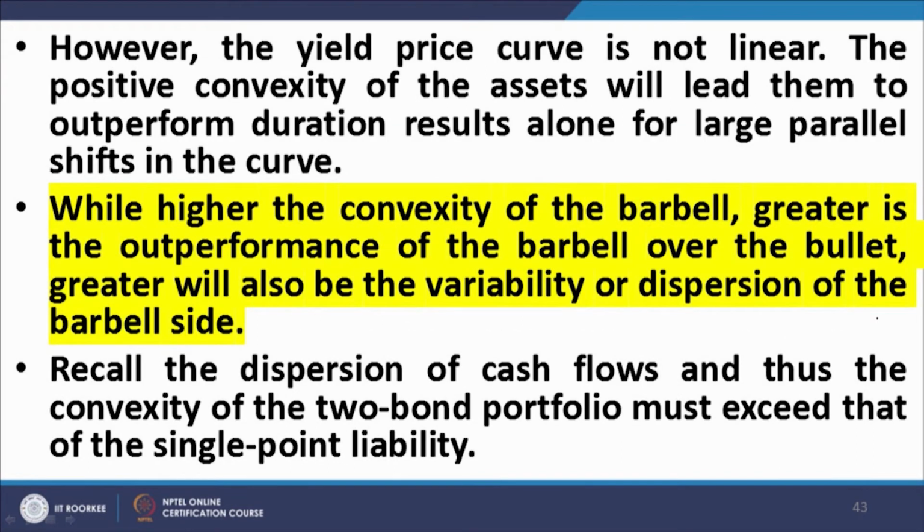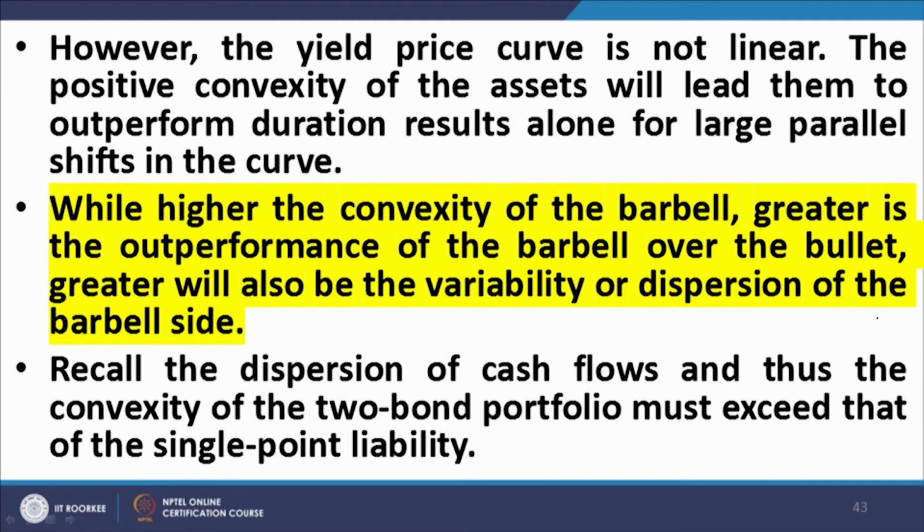However, the yield price curve is not linear. The positive net convexity, or the higher convexity of the assets compared to that of the liabilities, will lead them to outperform duration results alone for large parallel shifts in the curve. While the higher the convexity of the barbell, the greater is the outperformance of the barbell over the bullet liability, greater will also be the variability or dispersion of the barbell side.